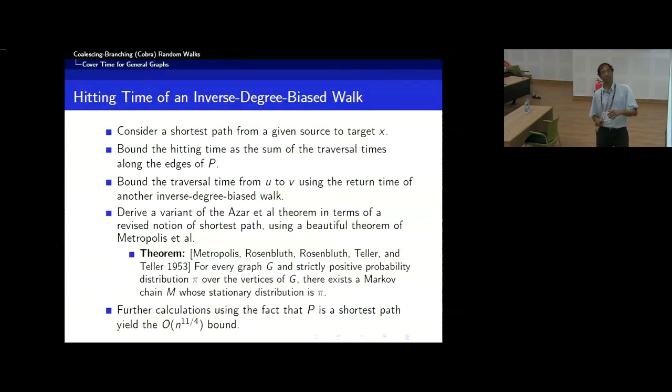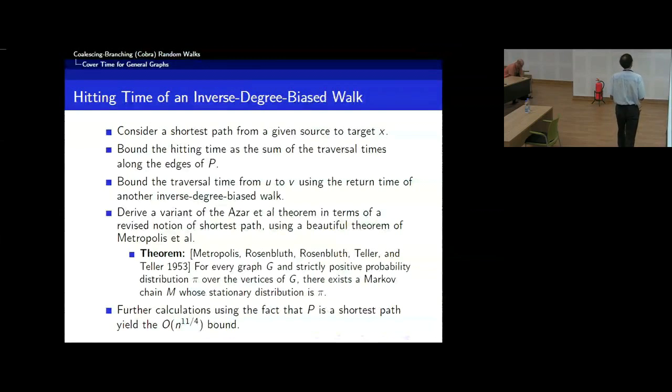And in order to understand the stationary distribution, we make use of this really beautiful result due to Metropolis et al. from 1953, which shows that given any strictly positive probability distribution pi, it specifies what Markov chain M over the graph will give you that stationary distribution. And we are able to use that in conjunction with the ideas from Azhar et al. to develop the order n to the 11 over 4.